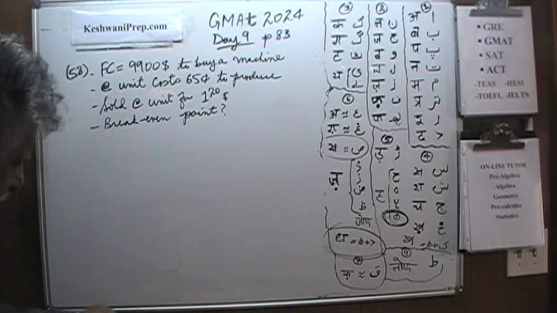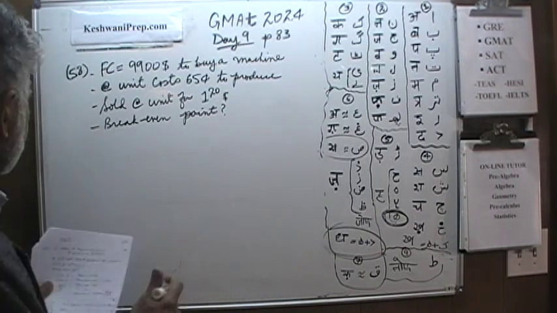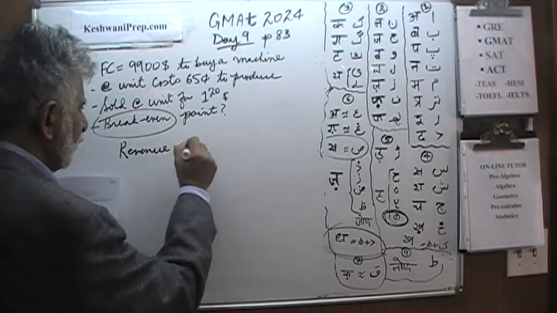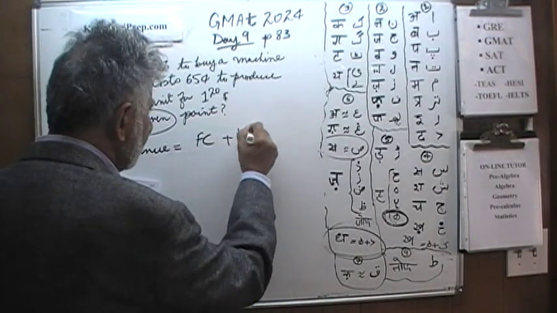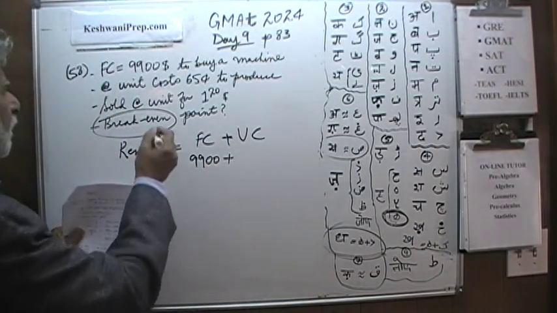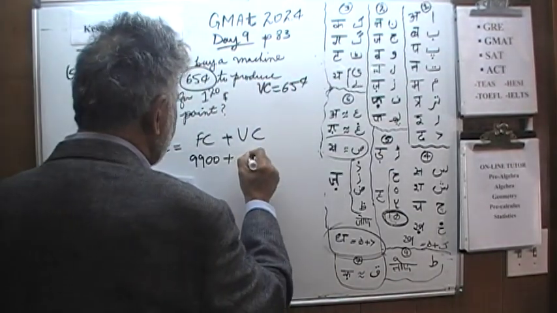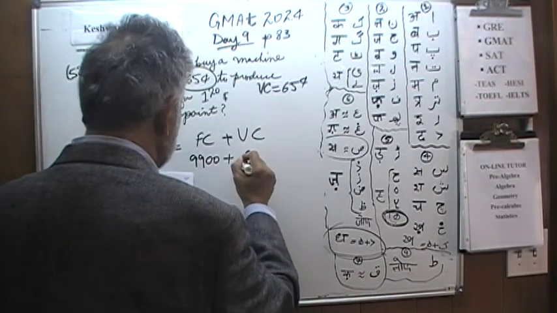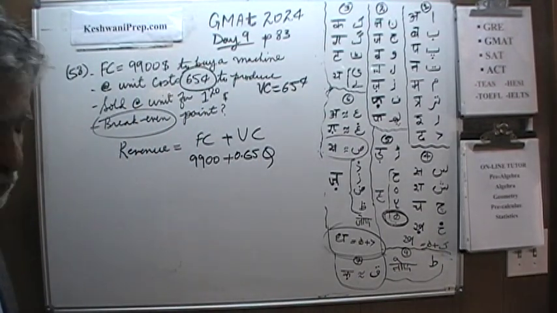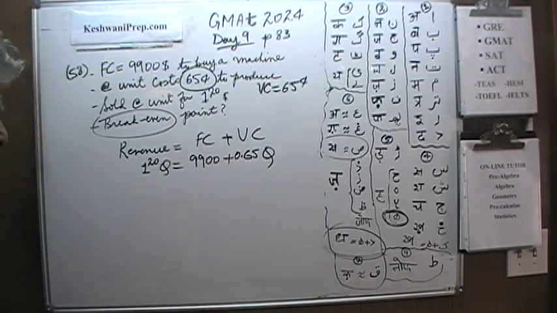Let's see what we can do. Well, we know our fixed cost. So in order to find the break-even point, the revenue that we're going to generate has to equal the total cost, which is the fixed cost plus the variable cost. The fixed cost is 9,900. And the variable cost, we are told, each unit costs 65 cents. That's our variable cost. Variable cost is 65 cents per unit, and we're going to sell Q units. And if we're going to sell Q units, since each unit is bringing in $1.20, it's going to be $1.20 times Q is our revenue. That's the simple equation we have to solve.